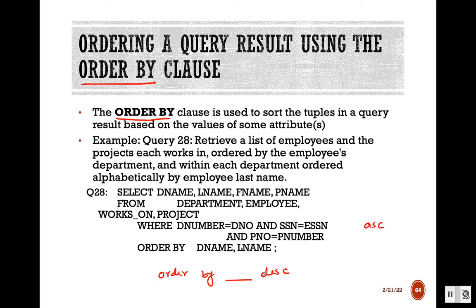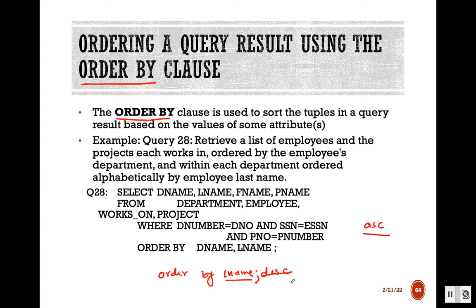But if we want to order them in descending order, we are going to explicitly say the way we want to order, for example descending. But if we do not say anything, by default this is going to be ordered in ascending order. So if we write order by L name, then nothing, that means this is going to order all the tuples by their last name.